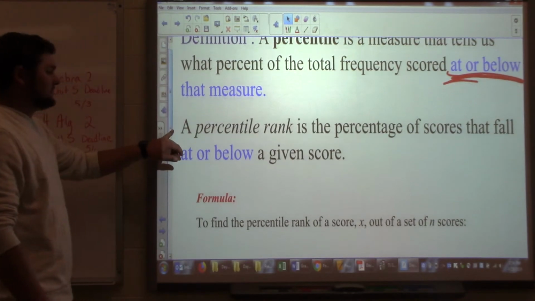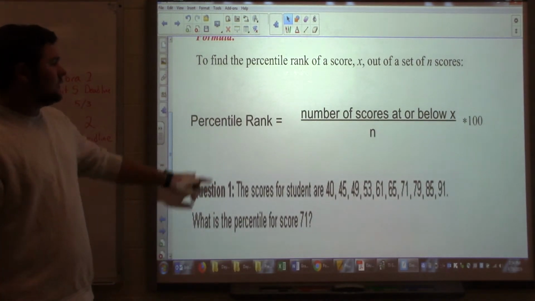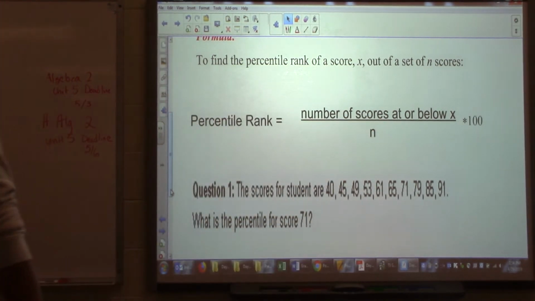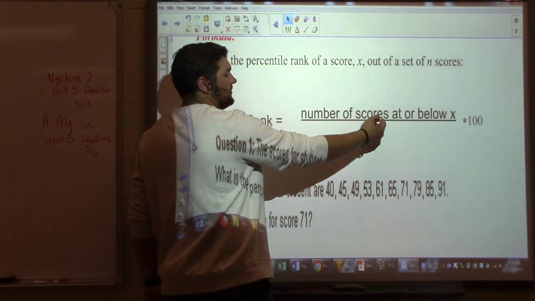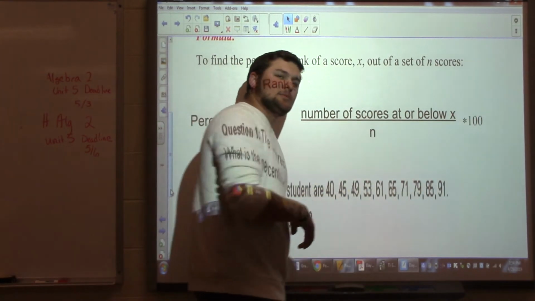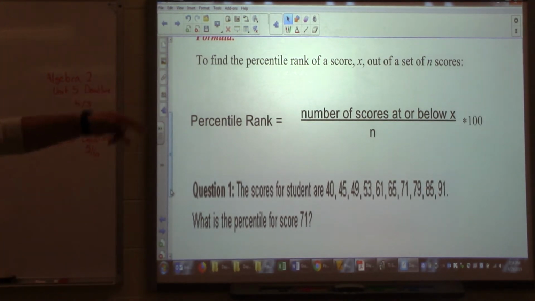Now, to find the percentile rank of a score X out of a set of N scores, you take the number of scores at or below X. So if I give you, say, 35, you take anything at or below 35, and you divide it by the total number of scores there are. So the number of scores at or below X divided by N, times 100, because when you divide it gives a decimal, and we want the whole number.